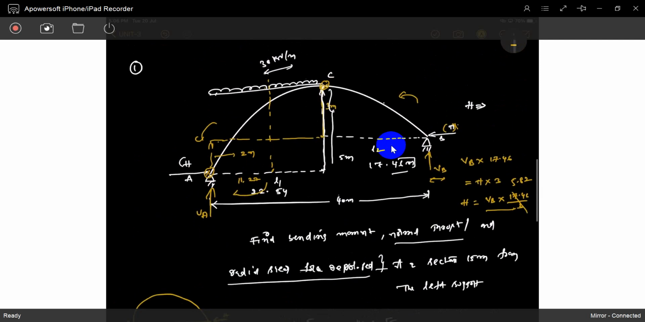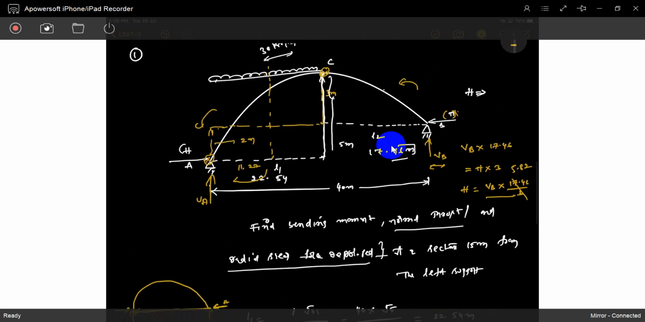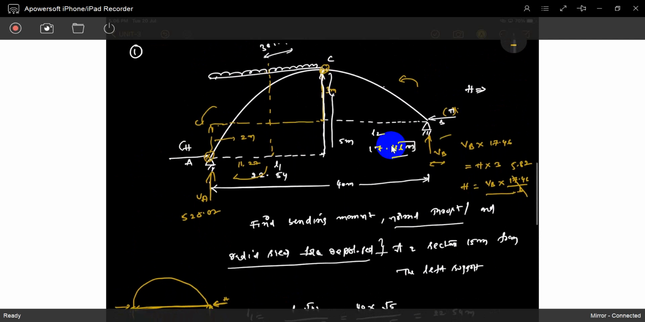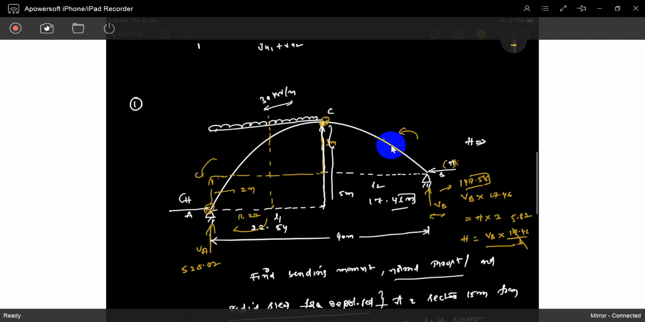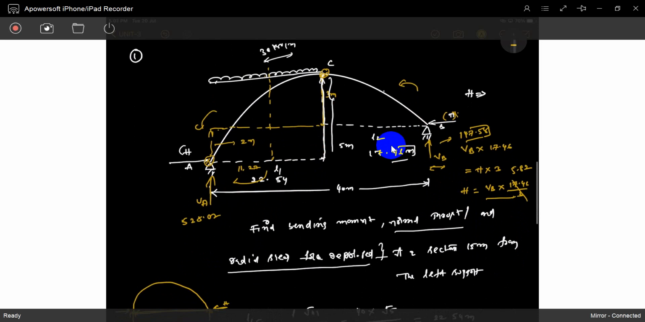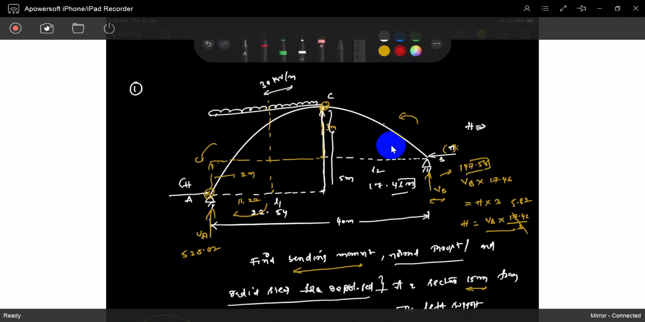Once you have got it, VA is 528.02. VB is 147.58. That's it. Very normal routine problem. So now what is he asking? He is asking for the bending moment at a section of 15 meters. So now that is the task.